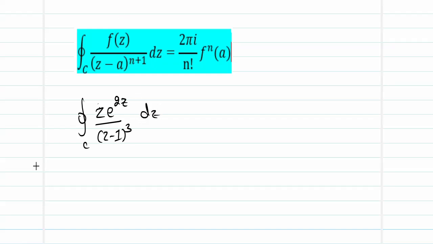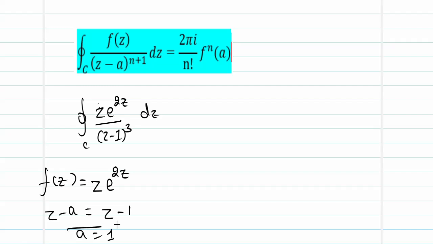Now compare it. What is in place of f of z? In place of f of z I have z e power 2z. Now what is in place of z minus a? In place of z minus a I have z minus 1. So what is my a? My a is going to be equal to 1. Now what is in place of n plus 1? In place of n plus 1 I have it to be equal to 3. So what will be n? It is 3 minus 1. So n is going to be equal to 2 for me.